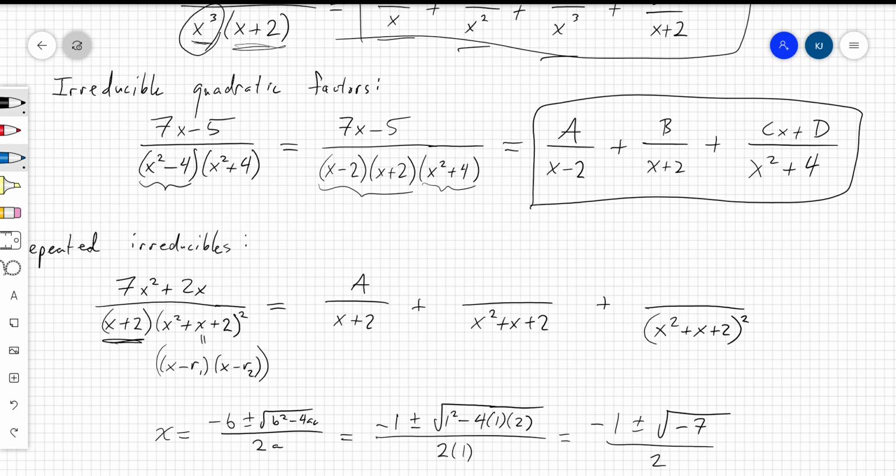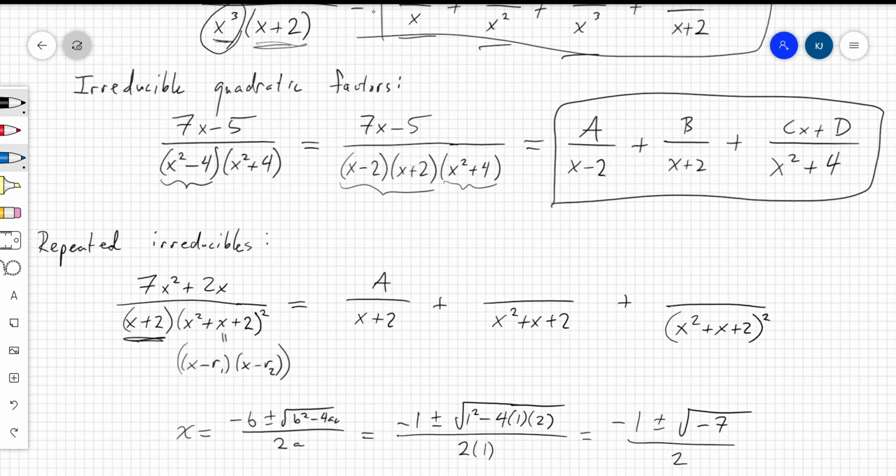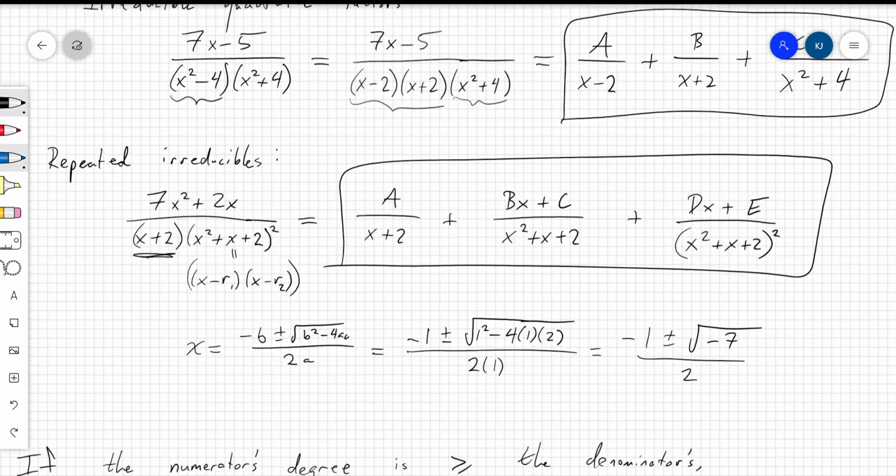So it's the same idea that we had for repeated linear factors. You just count up the powers until you reach the power that you actually have in the denominator. And the same rules apply for the numerators here. So for each of these split fractions, you should have a number times x plus another number. So we would get a bx plus c and then a dx plus e. And in this problem, this would be your answer, except you have to first find a, b, c, d, and e. Okay, so that's the idea for the splitting.